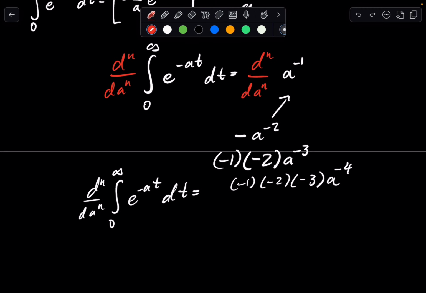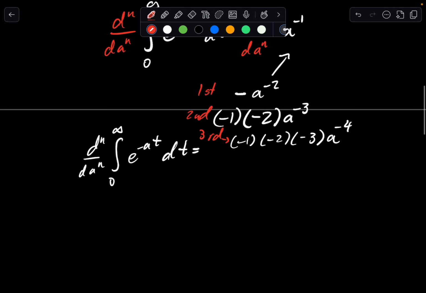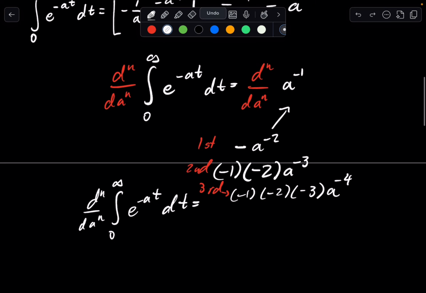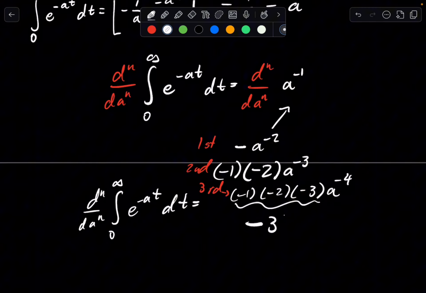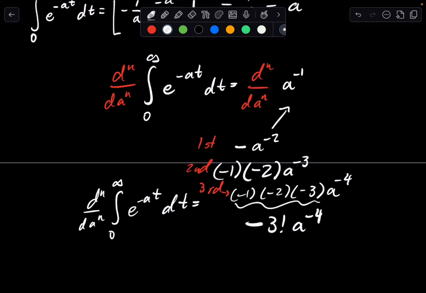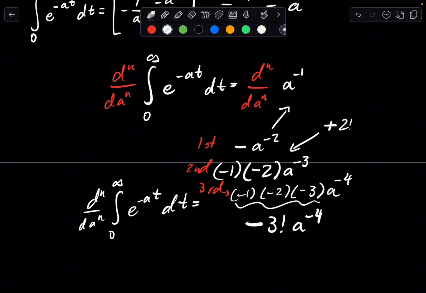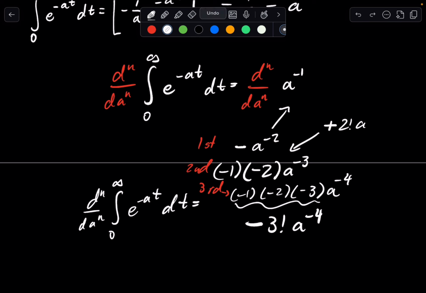So once again, this was the first derivative, this is the second derivative, and this is the third derivative, and this pattern continues. So it's almost like we can pull out this negative sign because it's alternating. When this entire thing becomes negative, if we simplify this down, this is negative 3 factorial a to the negative 4. Simple. And right here, this is equal to positive 2 factorial a to the negative 3. So what does this mean?